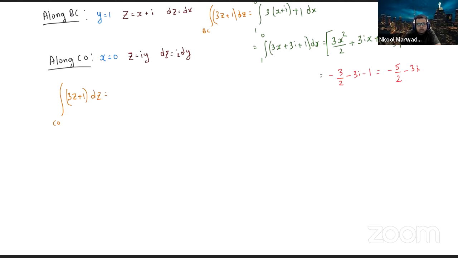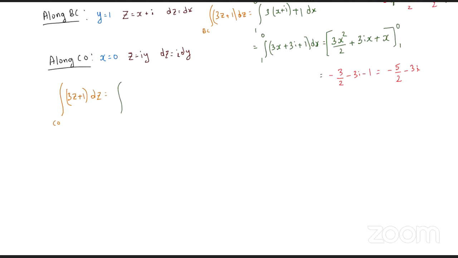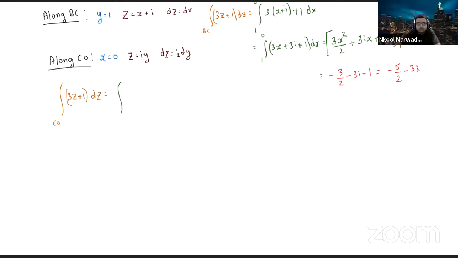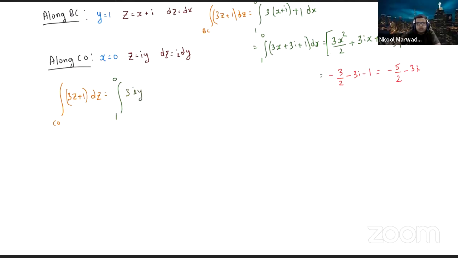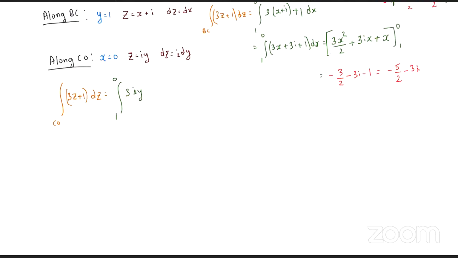Integration in that direction, we are going from 1 to 0. That is right. We are going from 1 to 0. And instead of z I can write iy plus 1, and instead of dz I can write i dy.